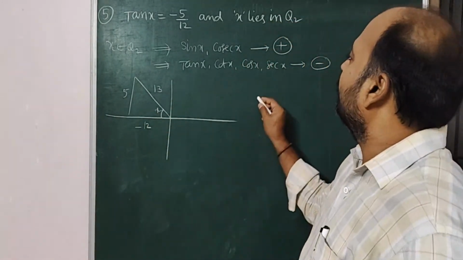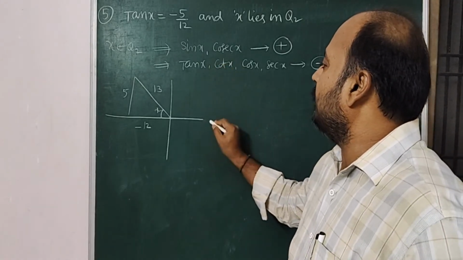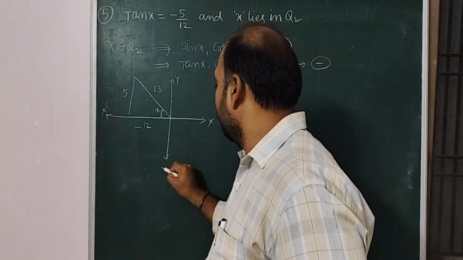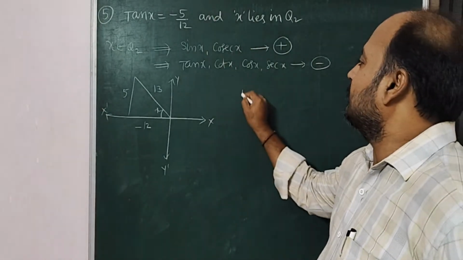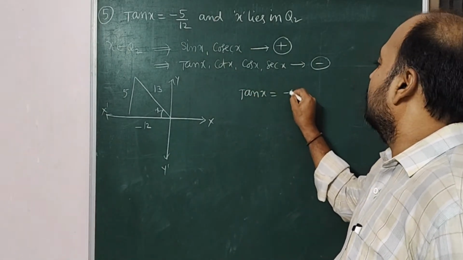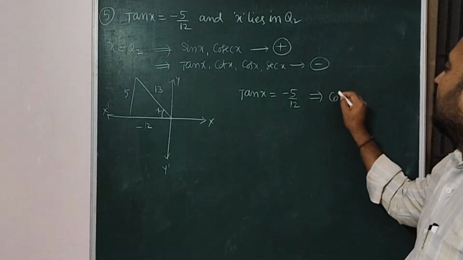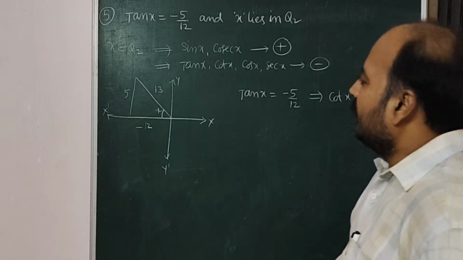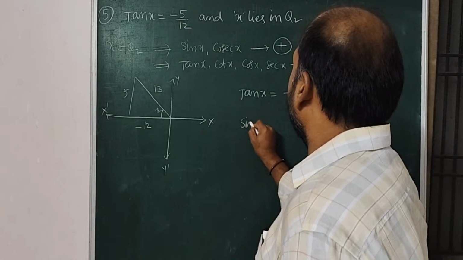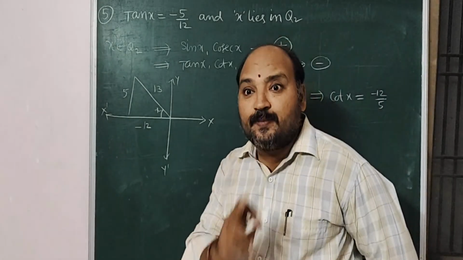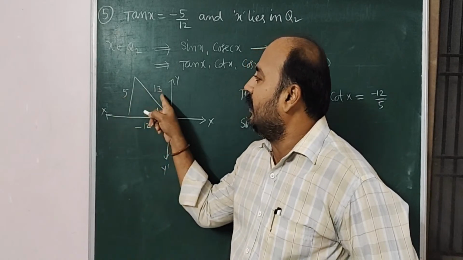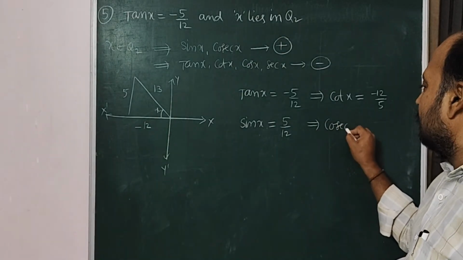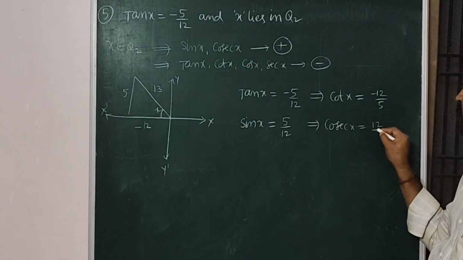So from this data, first we have to write tan x is given as minus 5 by 12. That implies cot x, reciprocal of tan, is minus 12 by 5. Okay, dear students. Next, sin x equal to, sin x definition, sin is positive. Opposite by hypotenuse. That means 5 by 13. The reciprocal of sin, cosecant, will be 13 by 5.